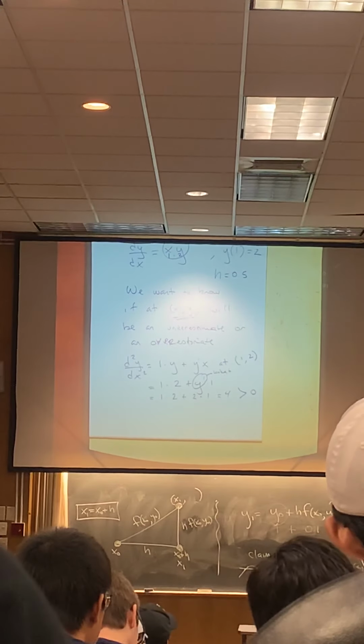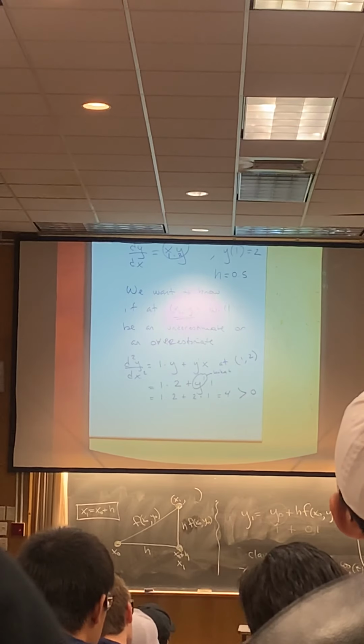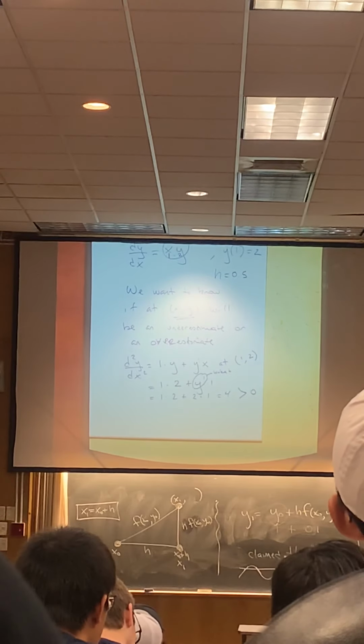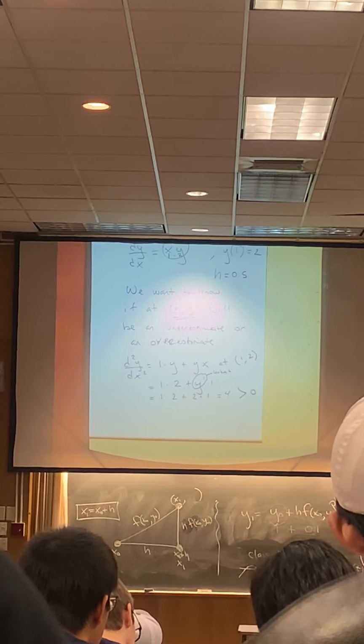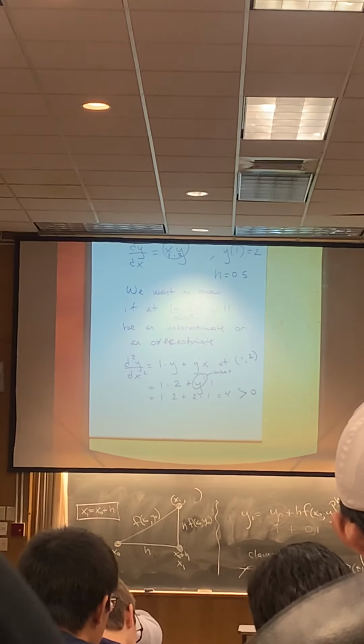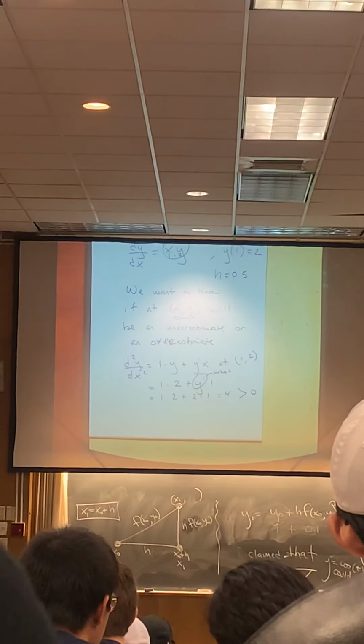So what are we? Underestimate, because it's right there convex. So my slope line will come right under the convex function like that. I know what type of error I have. We're done with Euler.